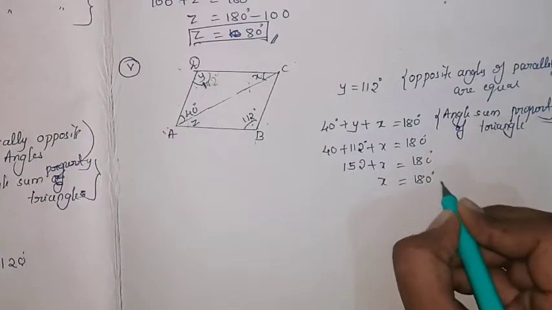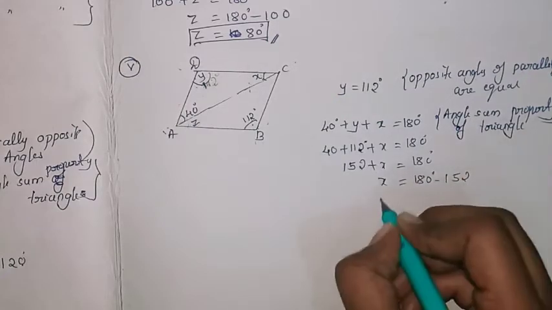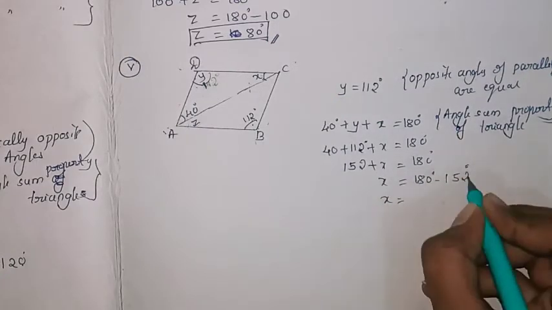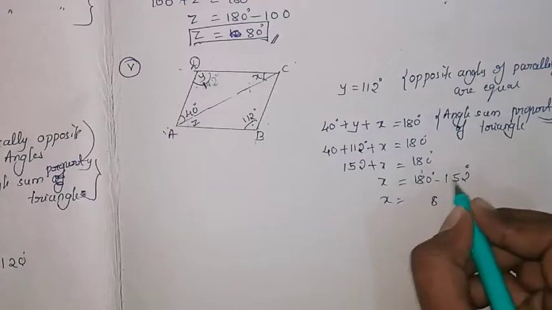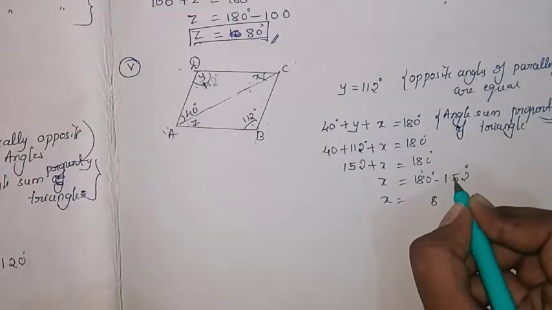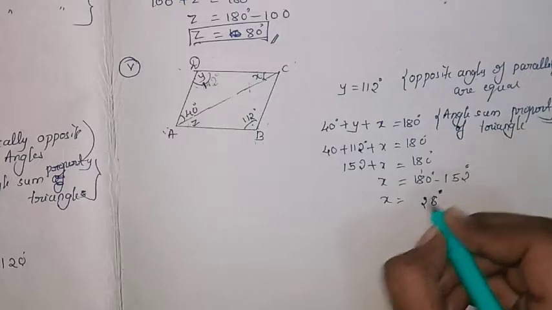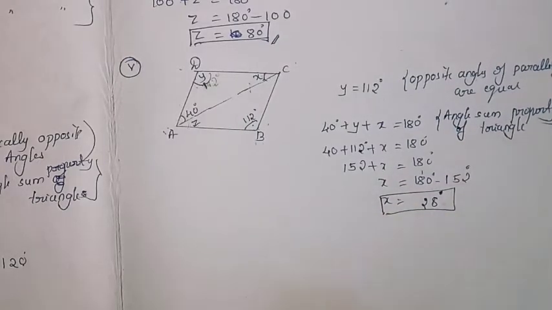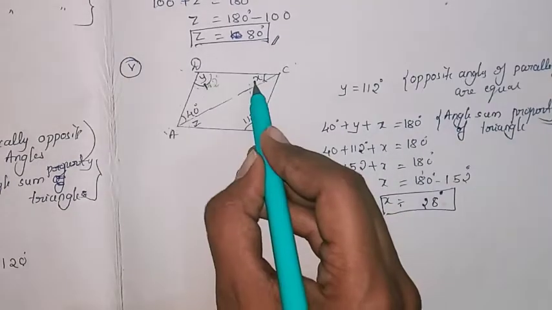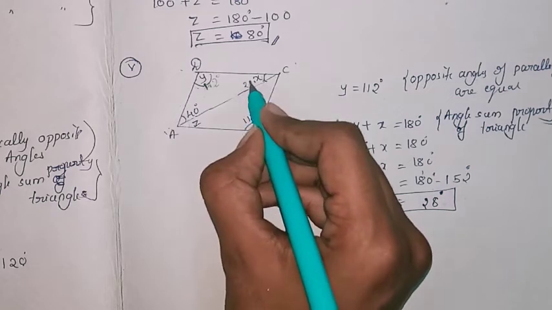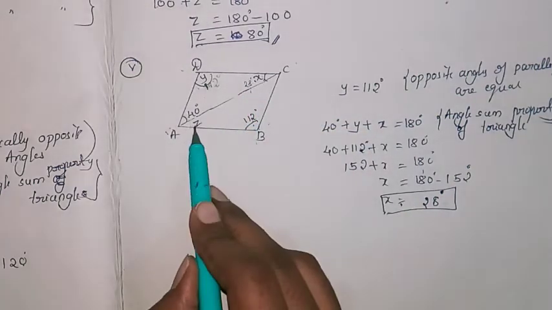So 180 degrees minus 152. So x is equal to, 10 minus 2 is 8, and 7 minus 5 is 2. So it is 28 degrees. So x is equal to 28 degrees. Now you got the x value, that is 28. Now you have to find the z value.